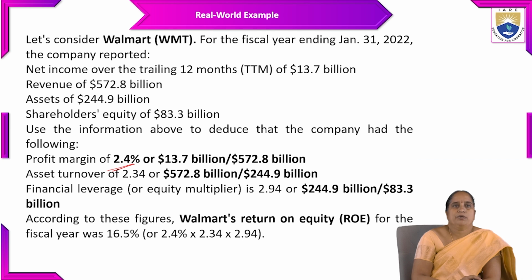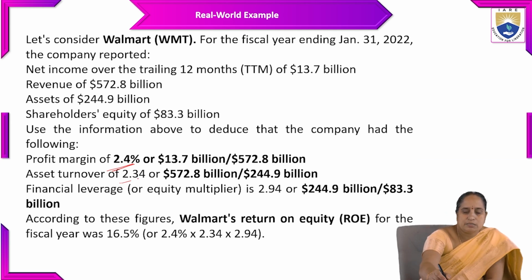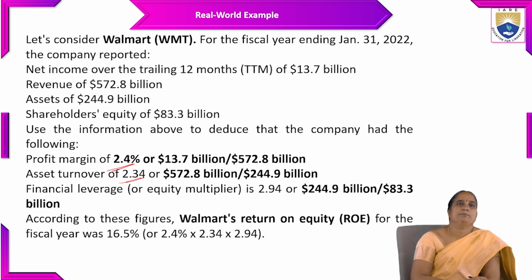The next component of ROE is the asset turnover ratio. The asset turnover ratio of Walmart is 2.34, which is computed by using the furnished data: revenue divided by assets. So total revenue of $572.8 billion divided by asset value of $244.9 billion. By simplifying this, we get the asset turnover ratio, that is 2.34.